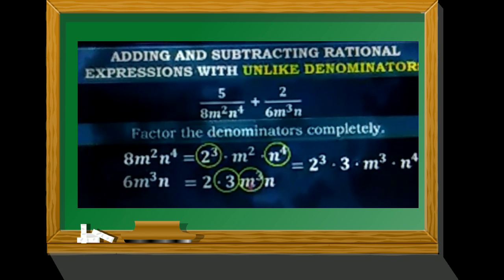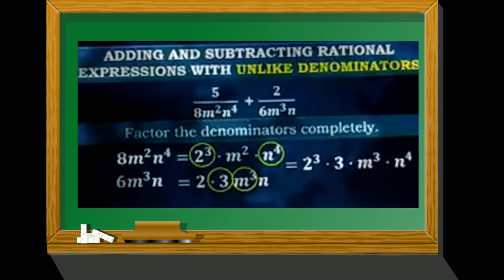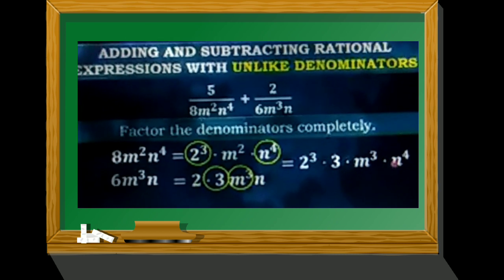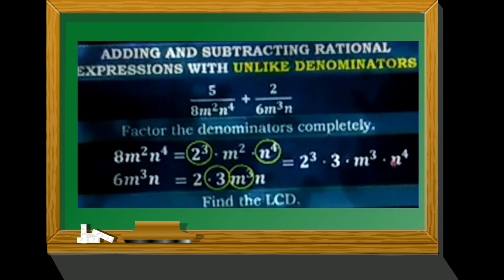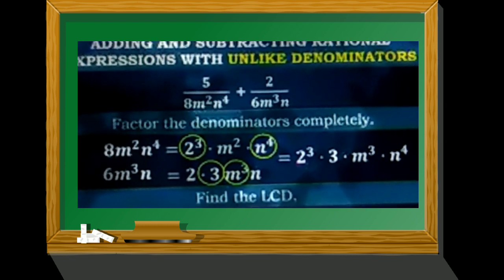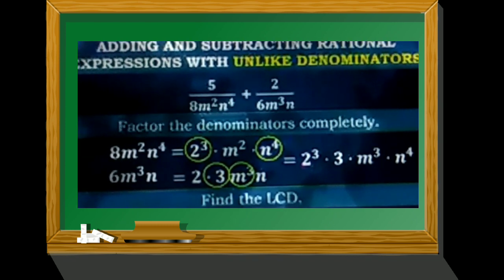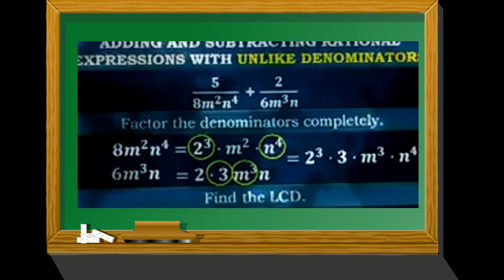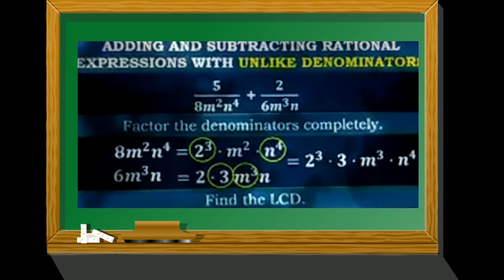So we now have 2 cubed, m raised to 3, and n raised to 4. Let us now find the LCD and simplify again. We have here 2 cubed, or we can work it as 8, and the 3m raised to 3 times n raised to 4. Let us now solve.